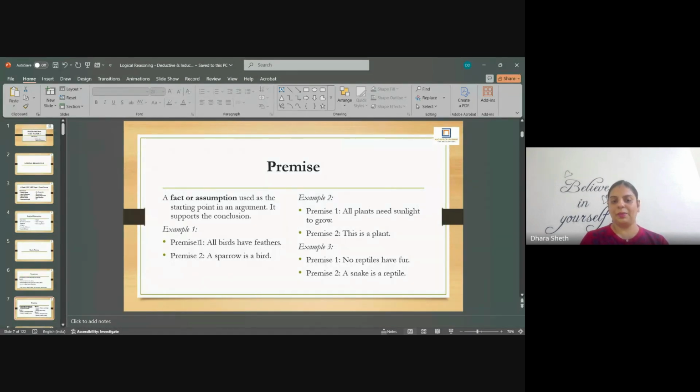For example, premise 1, all birds have feathers. Premise 2, a sparrow is a bird. Premise 1, all plants need sunlight to grow. Premise 2, this is a plant. Premise 1, no reptiles have furs. Premise 2, a snake is a reptile. So a fact or assumption used as starting point in an argument, it supports the conclusion, which is our next term.